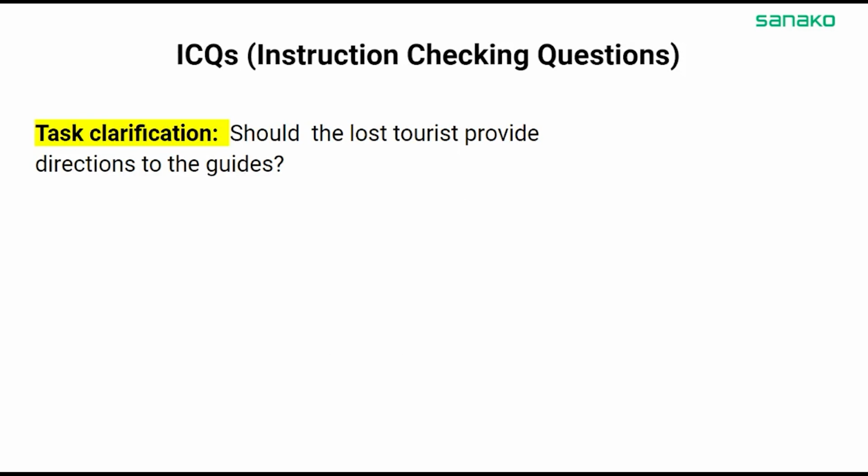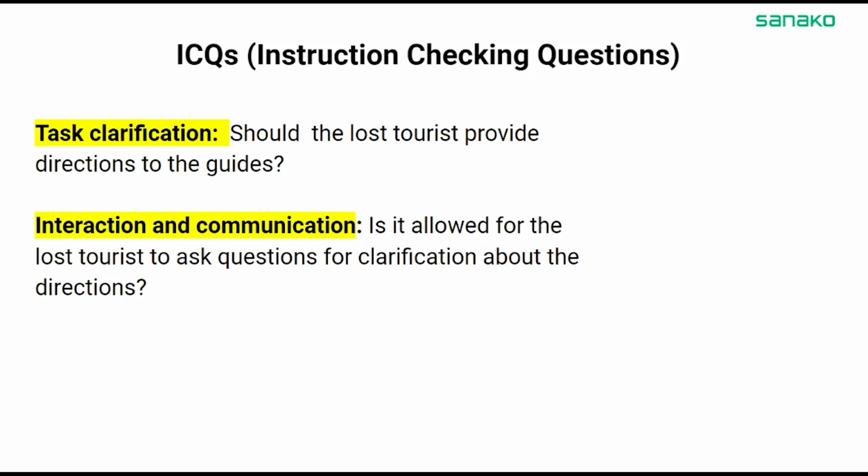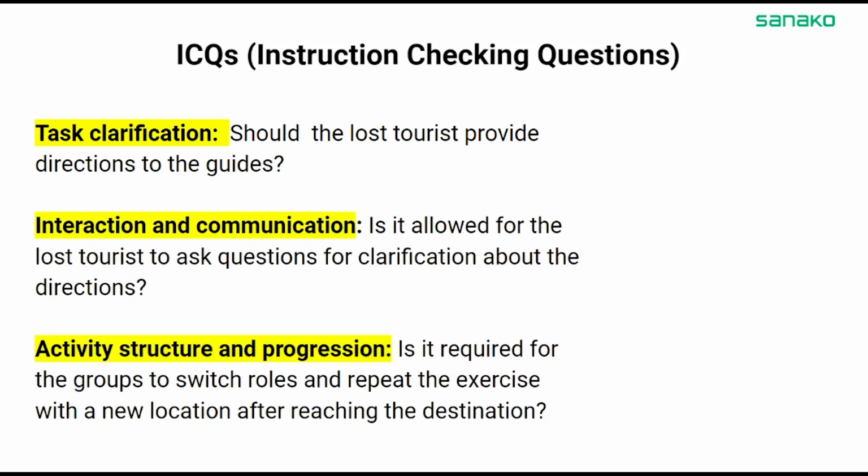Some examples are, should the lost tourists provide directions to the guide? Is it allowed for the lost tourist to ask questions for clarification about directions? And is it required for the groups to switch roles and repeat the exercise with a new location after reaching the destination?